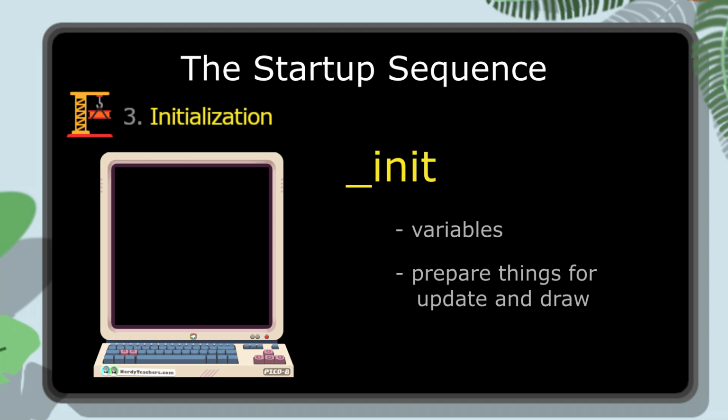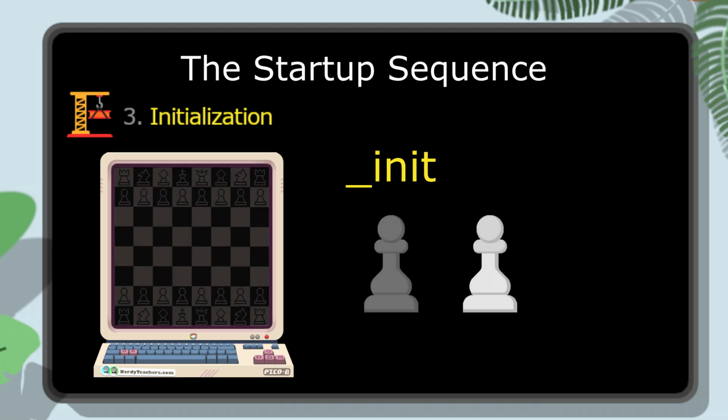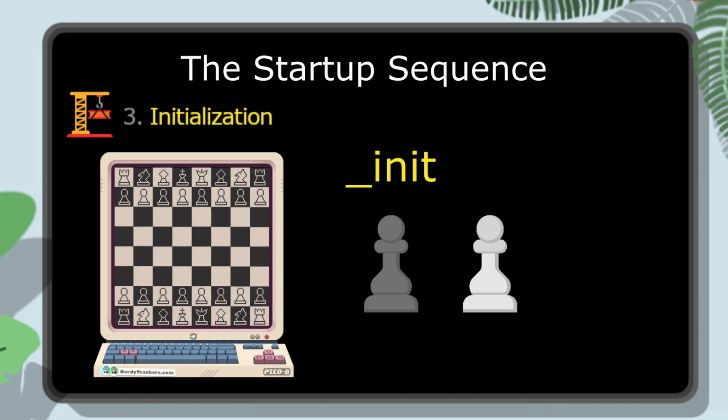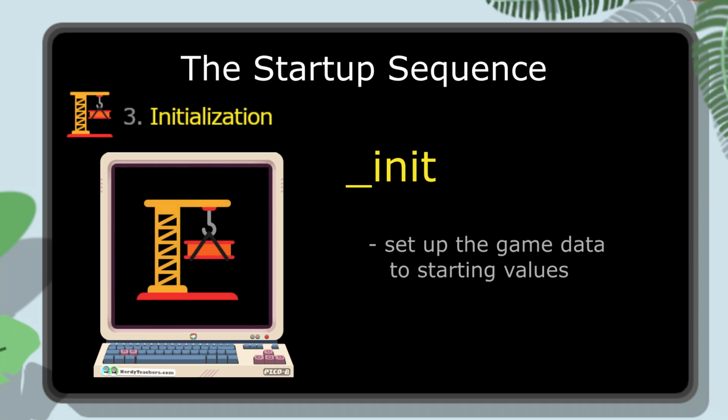It's the perfect place to set up game variables and anything else the game needs before it starts updating and drawing. For example, if you are playing chess, then the very first thing you need to do is set up all the pieces in their correct positions on the board, right? Once the board is set up, then you can start playing the actual game, where you take turns moving the pieces around. Once the game ends and you want to play again, you reset the board by putting all the pieces back to their starting positions. That would be the init function of chess, setting up or resetting the board. So the init function is used to set up most of your game's data to their starting values.